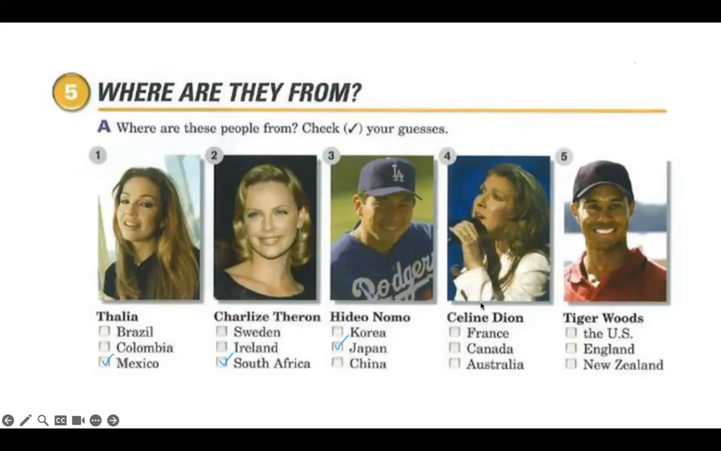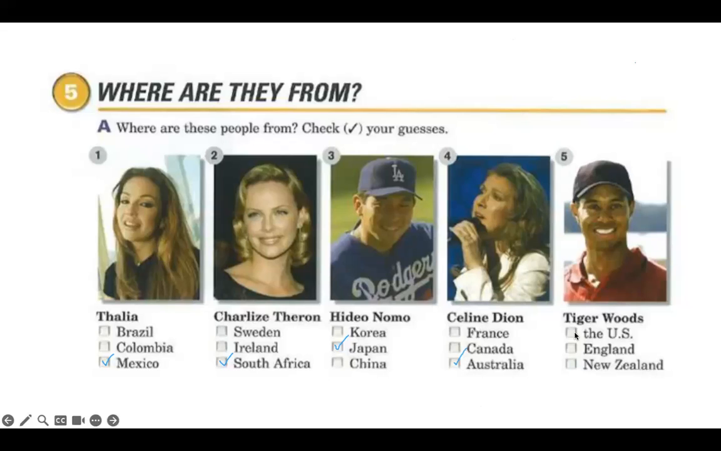Awesome. Here we have the next one, Celine Dion. ¿De dónde es Celine Dion? Okay. Can you tell me? She's from Australia. Are you sure? Is she from Australia? Yes, she is. Okay. Are you sure she's not from Canada? No. Okay, thank you. So she's from Australia.